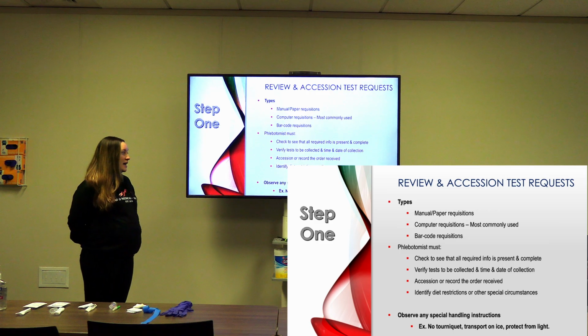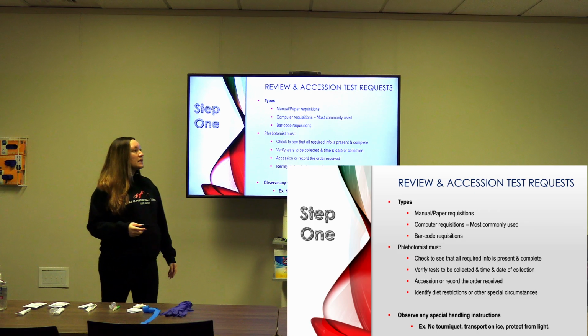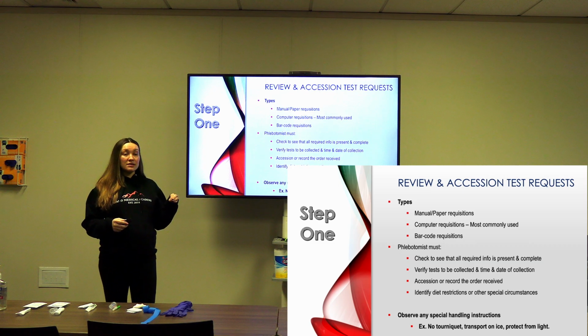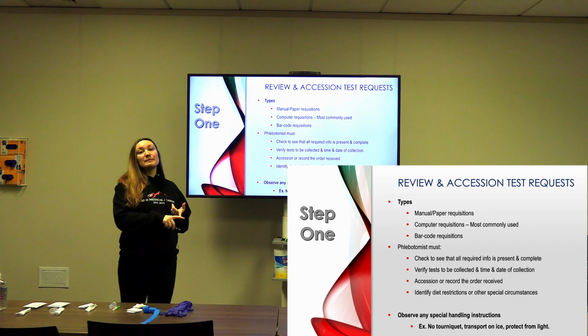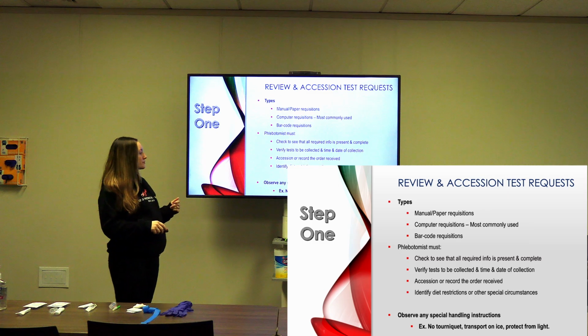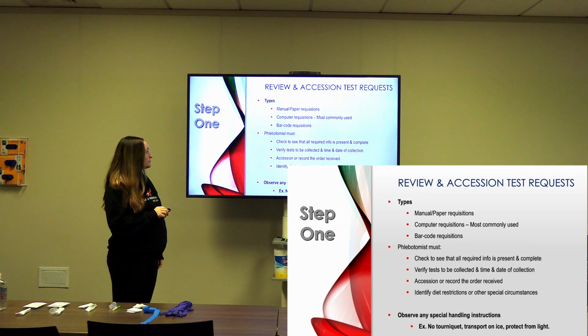Observe any special handling instructions: no tourniquet, transport on ice, protect from light, etc. If you have these special instructions, just make sure you're prepared. If you need an ice pack, get an ice pack. If you need a heat pack, get a heat pack. If you need to protect it from light, make sure you have your foil or your amber tube ready, okay?